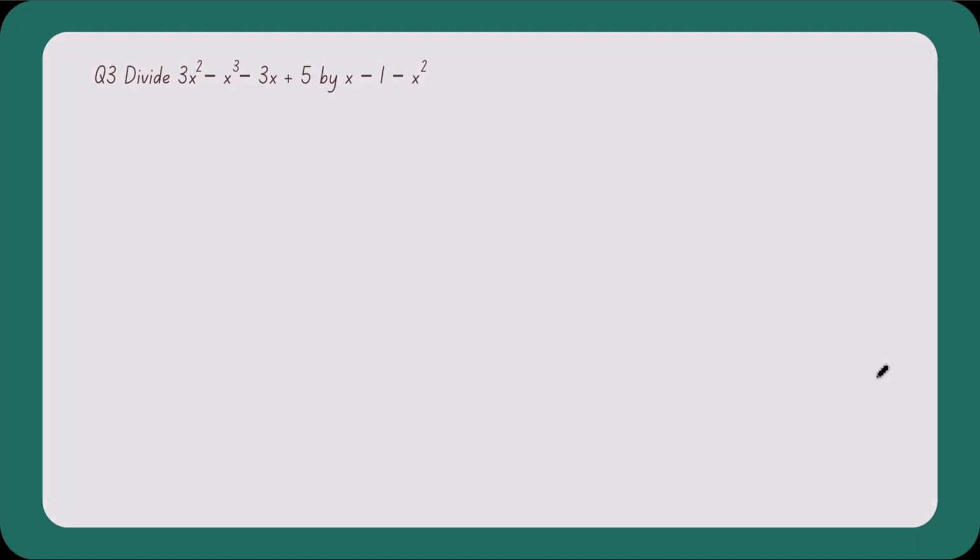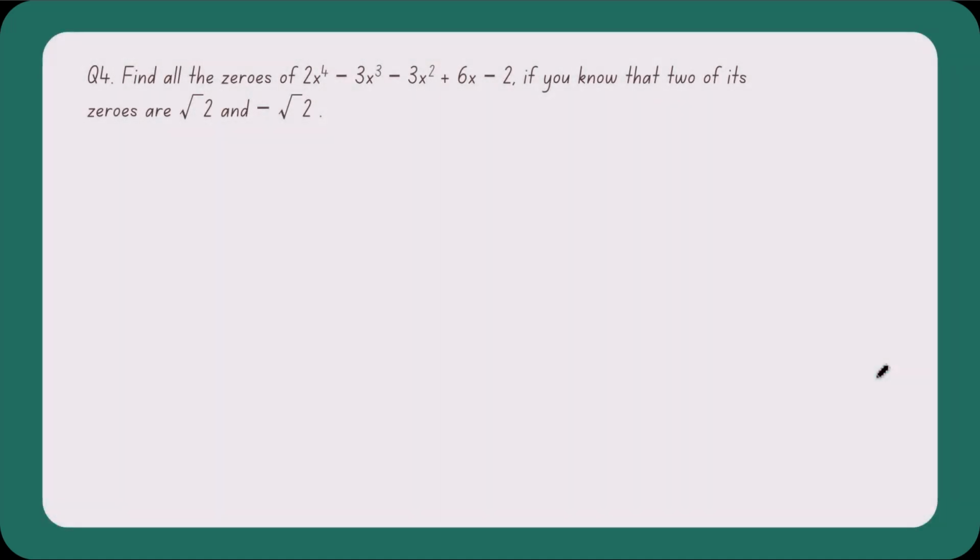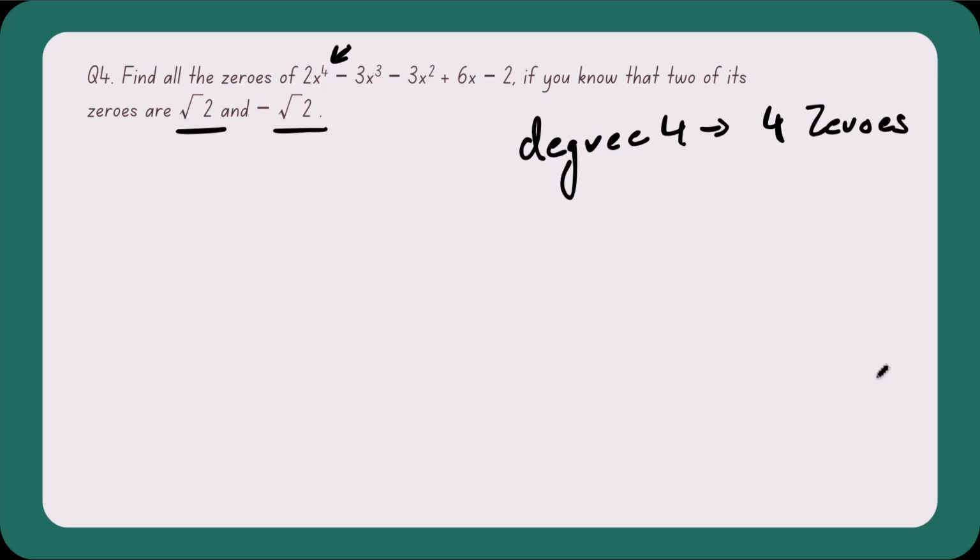Okay. So the next question, find all the zeros of 2x raised to 4 minus 3x cube minus 3x square plus 6x minus 2, if you know that 2 of its zeros are root 2 and minus root 2. So how do we do this? We know 2 zeros. How many zeros are there? The degree is what? Degree is 4. So if the degree is 4, that means what? Degree 4 means there are 4 zeros. The maximum number of zeros will be 4. So based on the degree, we know how many zeros will be there.